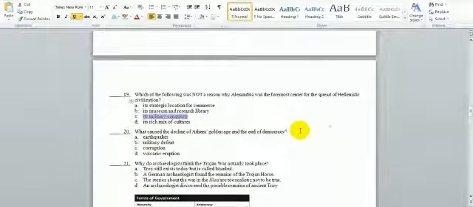Number 20. What caused the decline of Athens' golden age and the end of democracy? Earthquakes, military defeat, corruption, or volcanic eruption? Actually, it was military defeat.